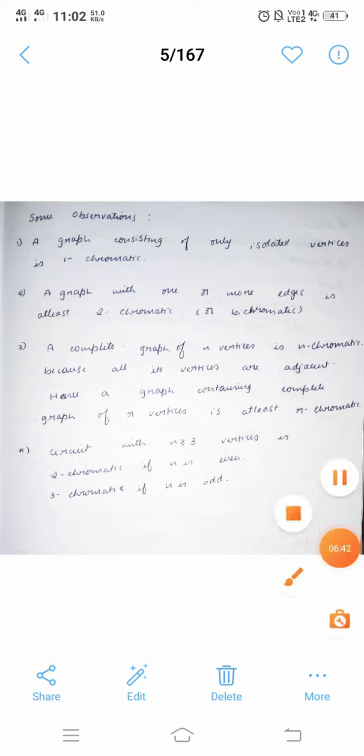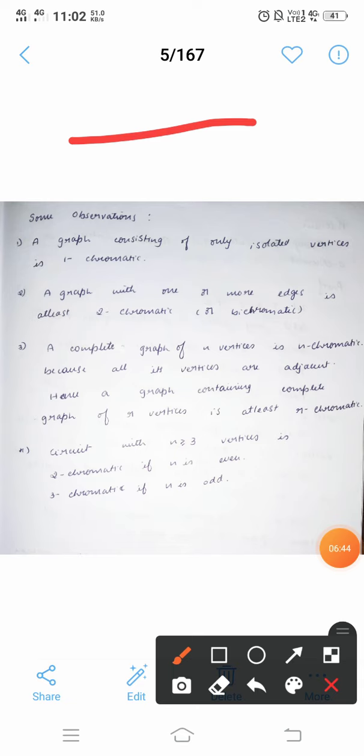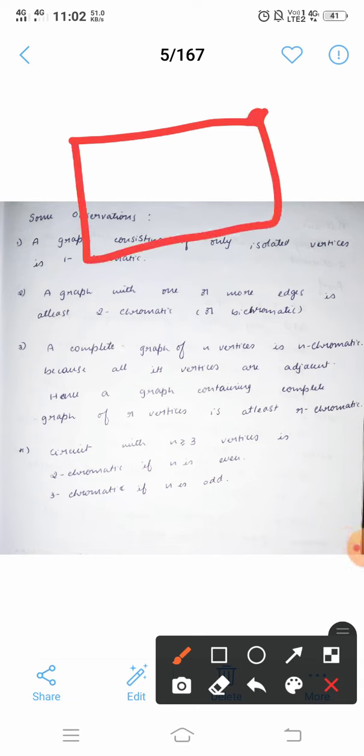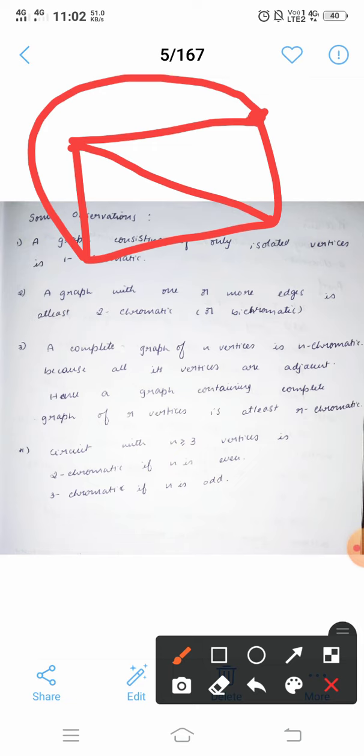If I have four vertices, all the vertices have to be connected with one edge. This is a complete graph.